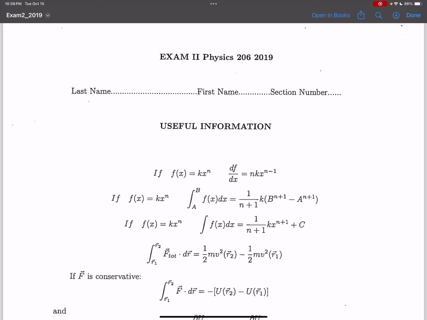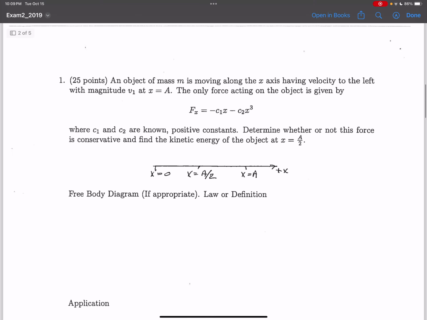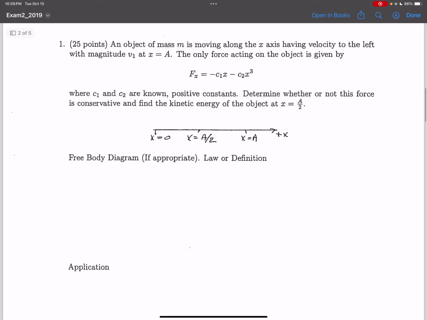Okay, so let's see this first question here, and I have done this exam already, so don't be impressed. We've got an object of mass m moving along the x-axis, having velocity to the left with magnitude v1. The only force acting on the object is given by the equation, as you can see there. And the question's asking if it's conservative or not.